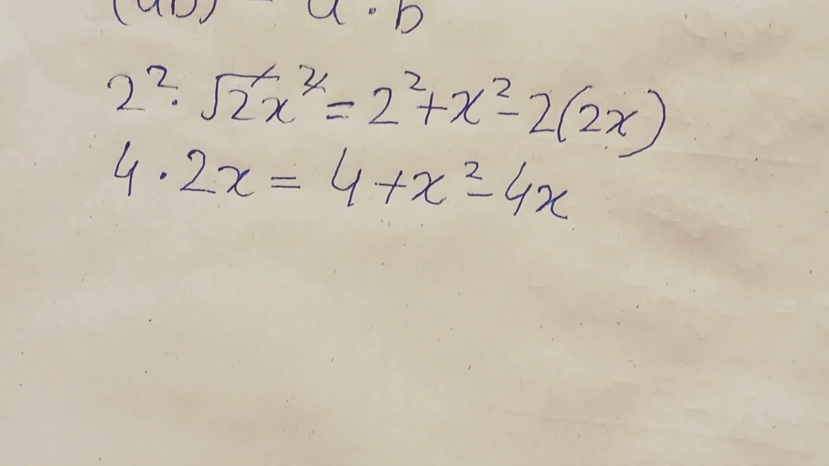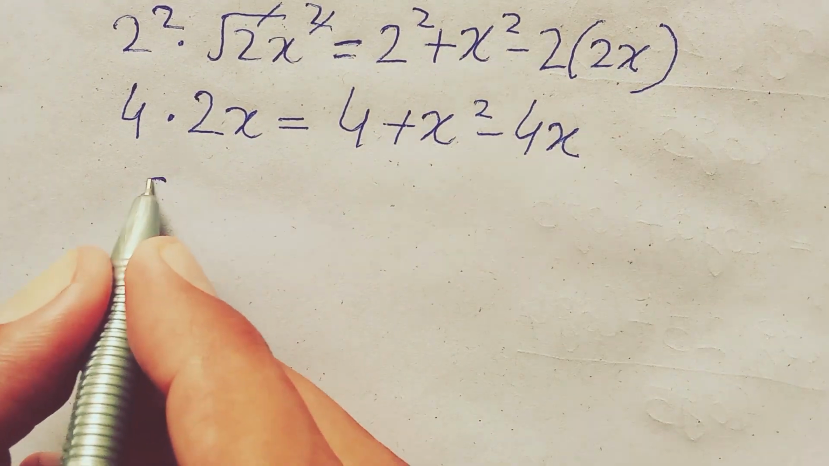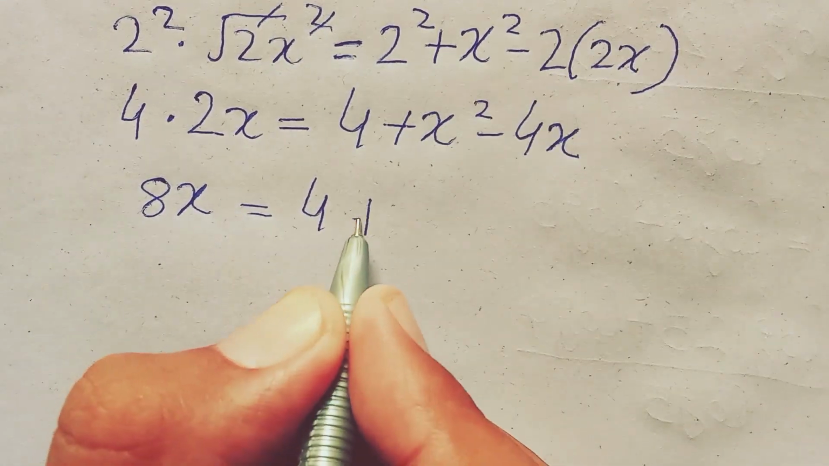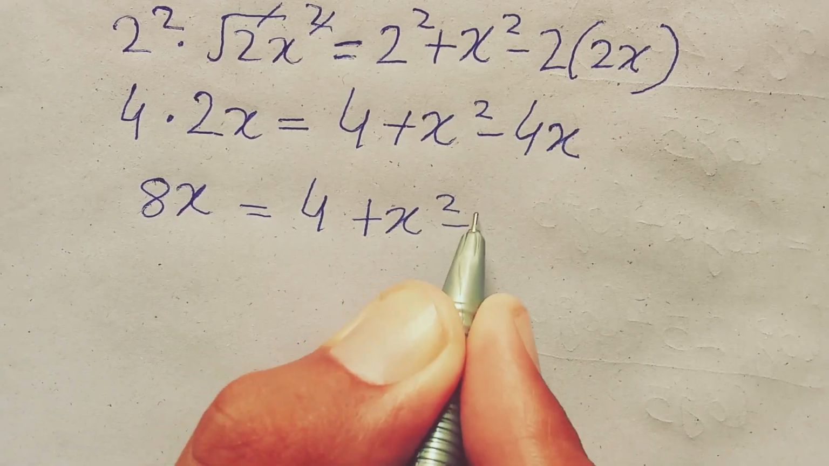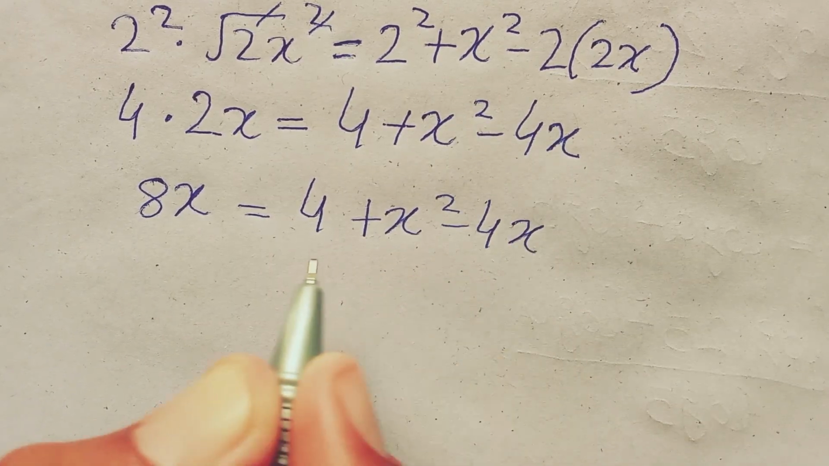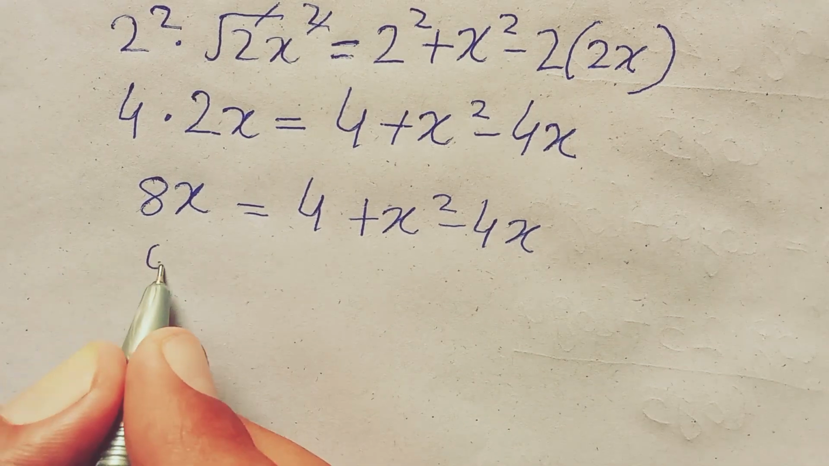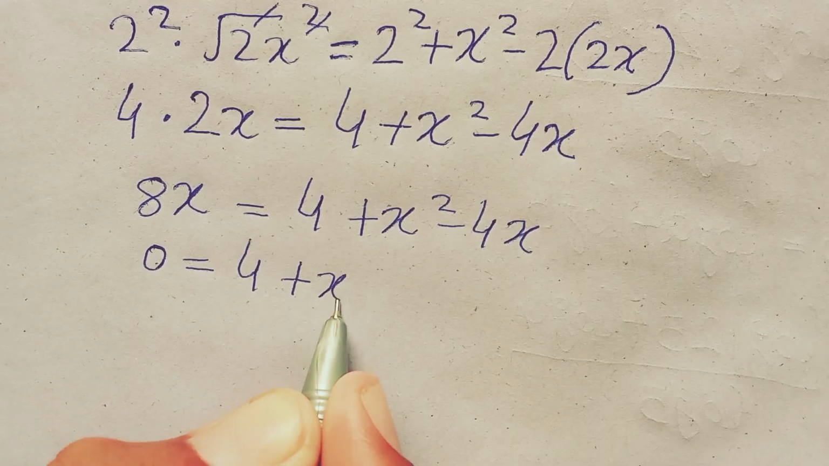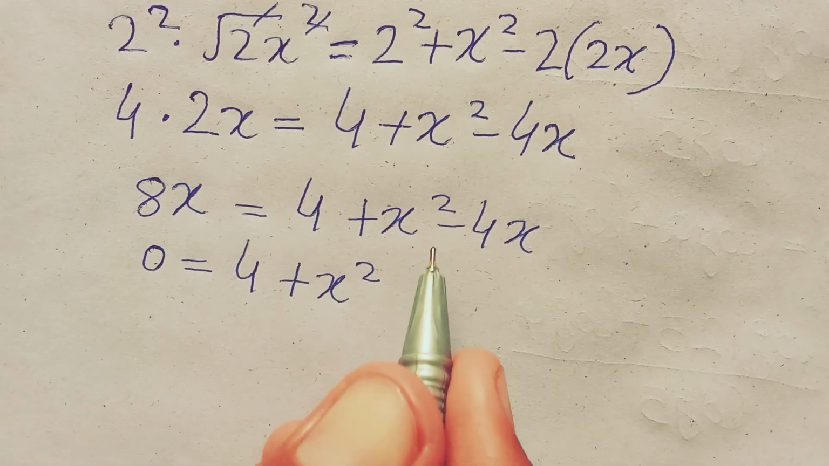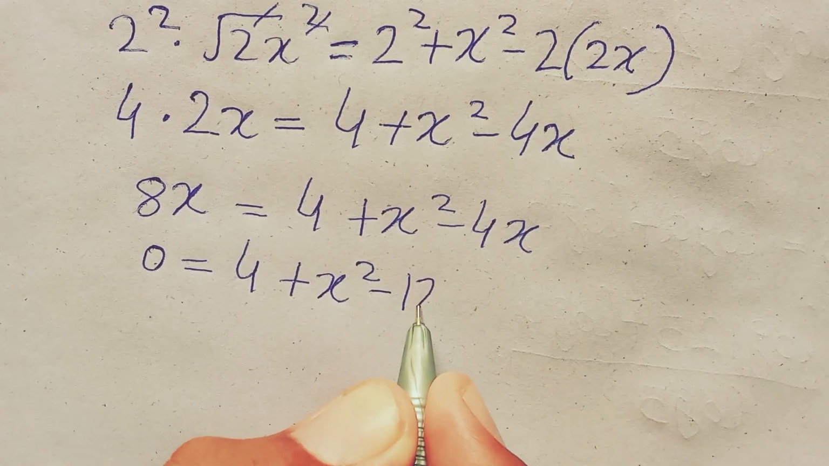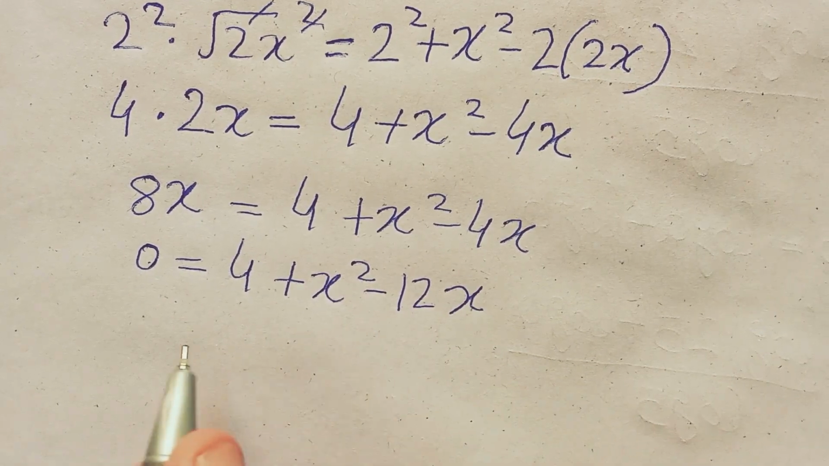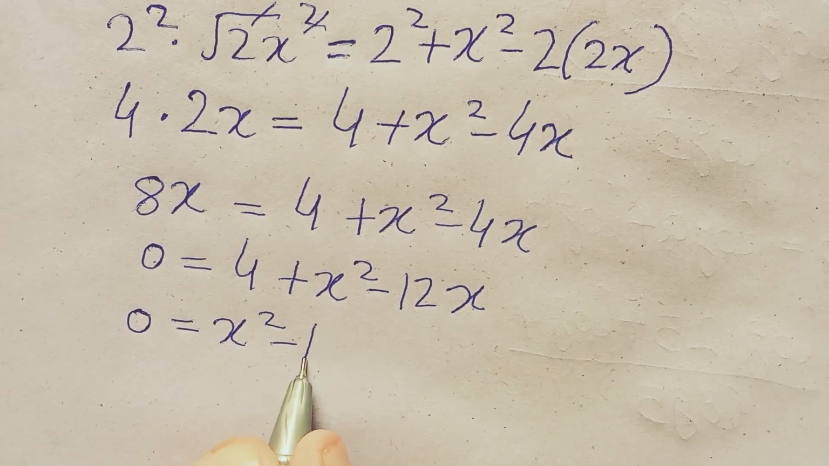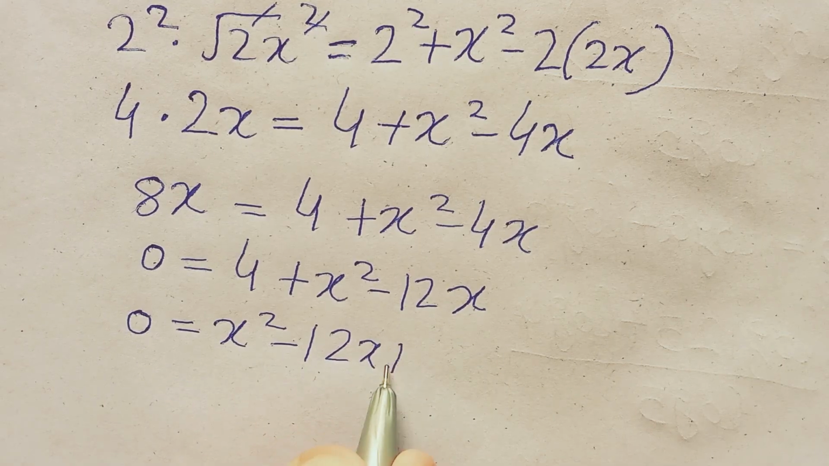In the next step, this becomes 4 times 2, which is 8x, is equal to 4 plus x square minus 4x. I shift this to the right hand side, so 0 is equal to 4 plus x square. When I shift this it becomes negative, so it becomes negative 12x. Now 0 is equal to x square minus 12x plus 4.